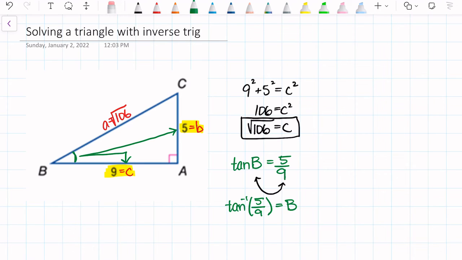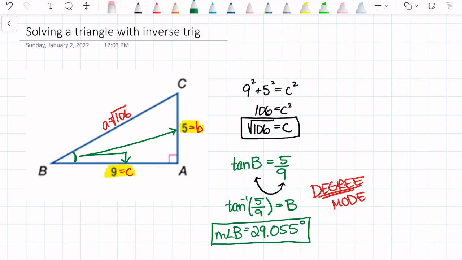Make sure that you are in degree mode if you want your answer in degrees. Your calculator is automatically set to radians, so you may have to change that. So when I do the inverse tangent, I get angle B is 29.055 degrees. We usually do 3 decimal places to go through.